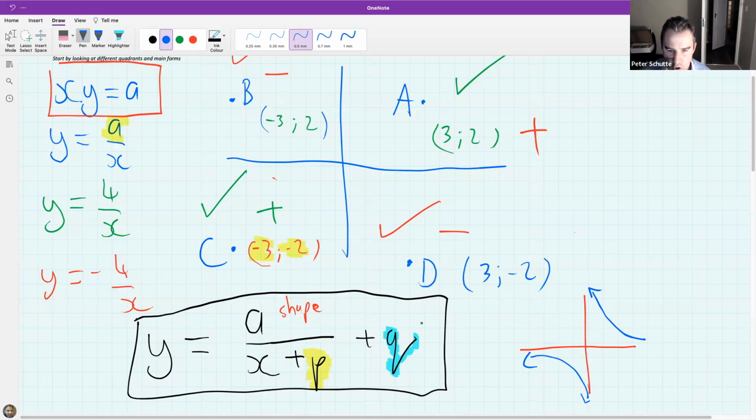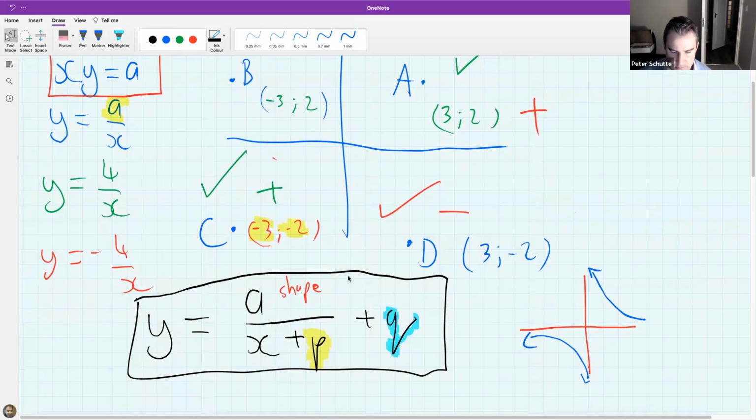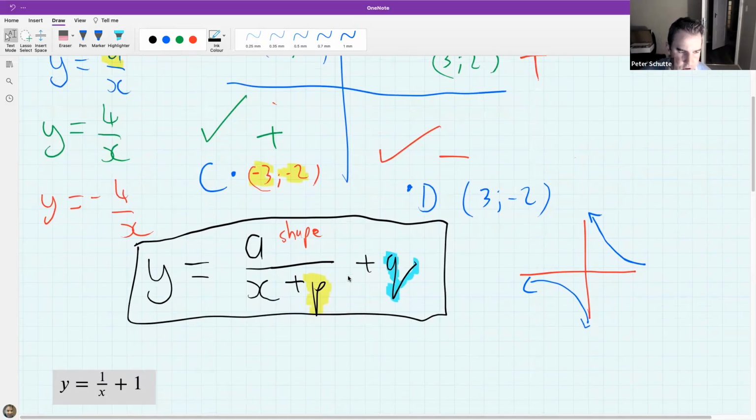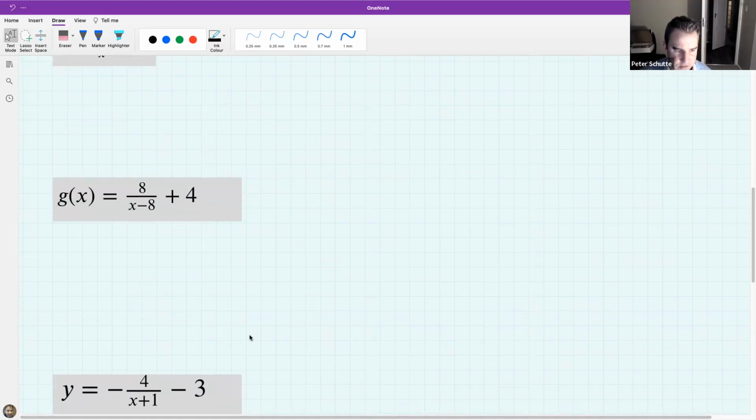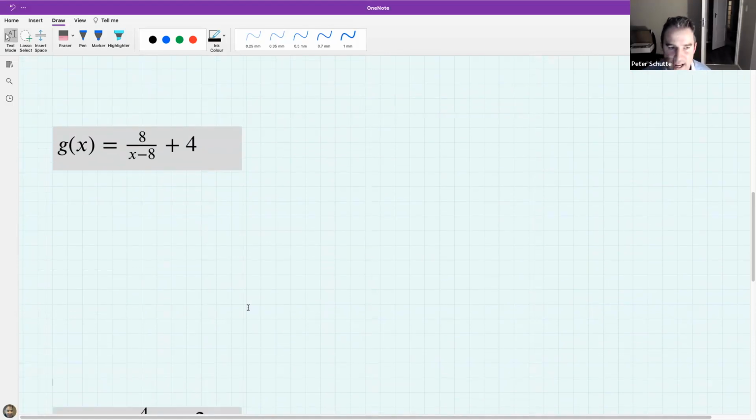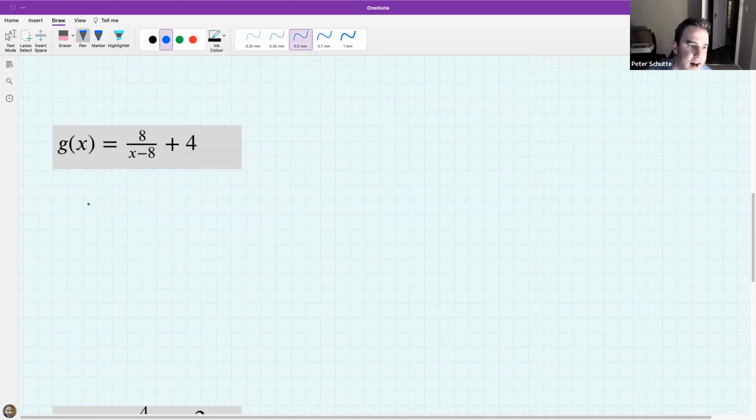So I want to show you how to draw a hyperbola from the beginning to the end. And then after we've done that, you are going to do it yourself. So let me go to this one over here, g of x. Let me show you the process for drawing a hyperbola. And then once I've shown you the process, you can do it yourself. So I say step 1.